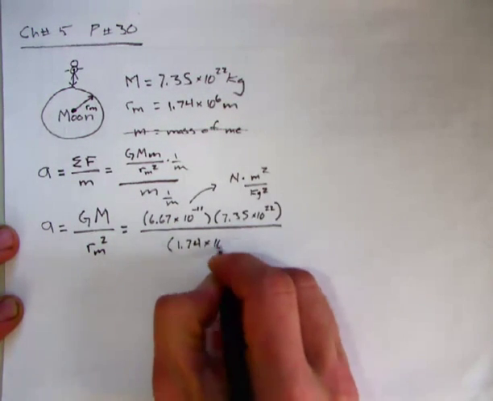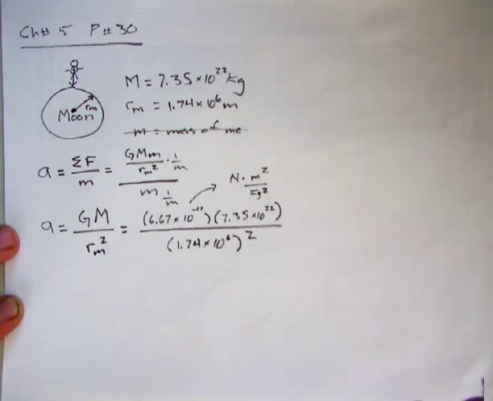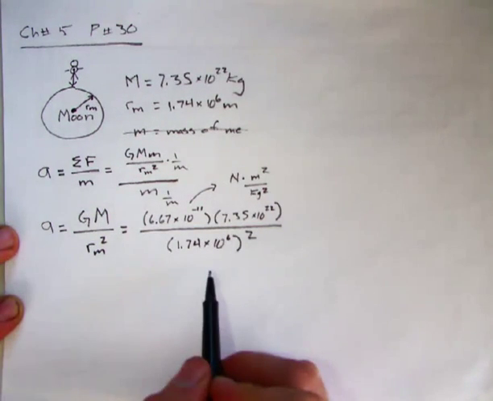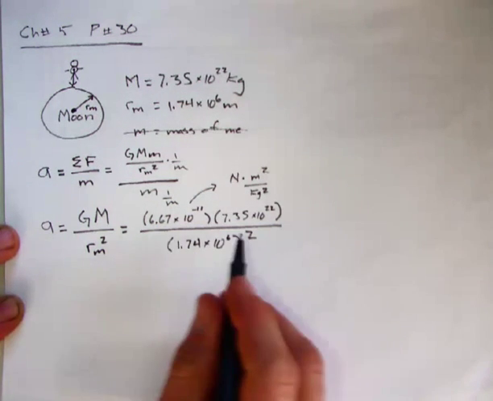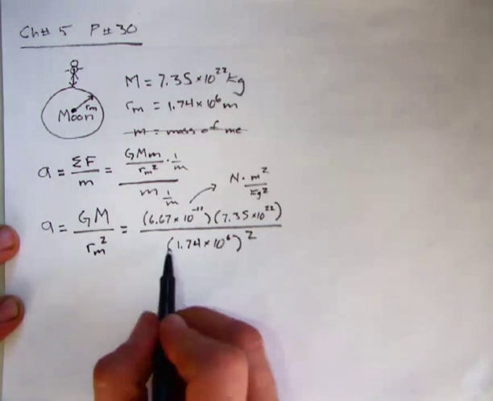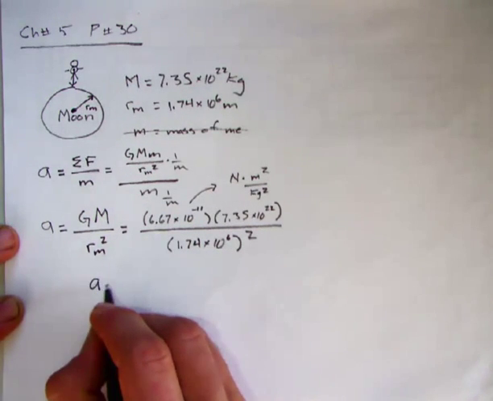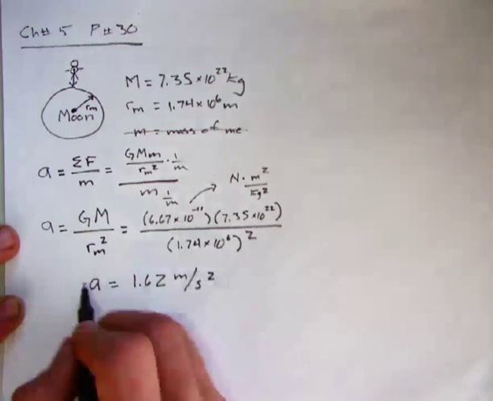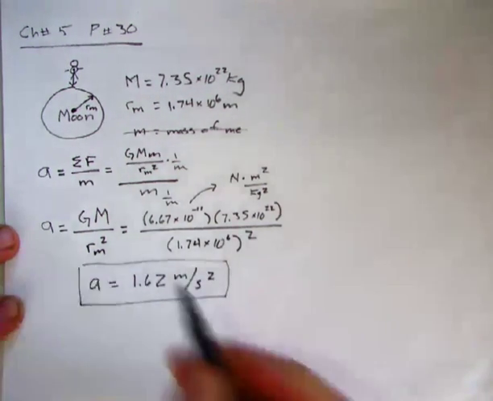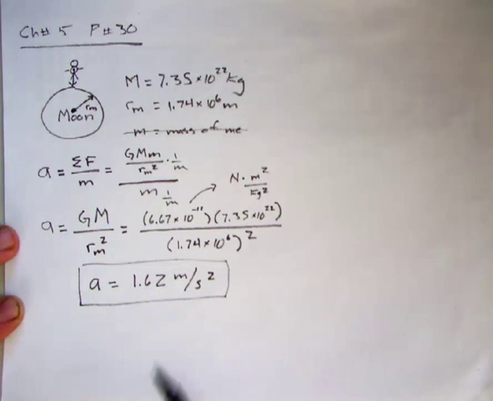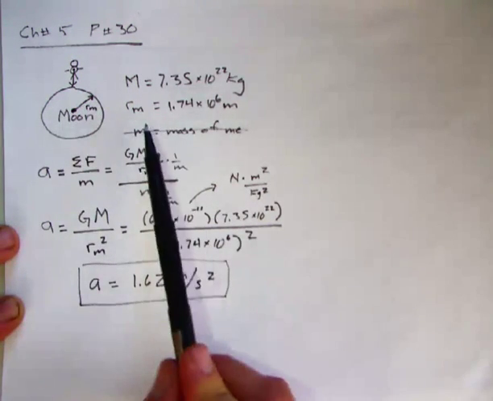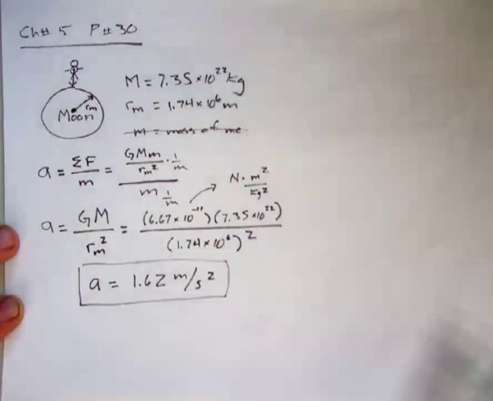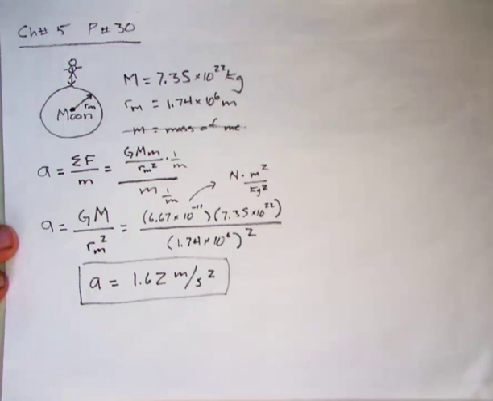Radius of the moon from up here, 1.74 times 10 to the 6th, and we have to square that. Now, be careful when you type this all in your calculator. There's lots of exponents and parentheses. But believe it or not, you punch all of that in, and you get a is 1.62 meters per second squared. And that is the acceleration due to gravity on the moon. And this would work for any planet. As long as you know its radius and its mass, you can figure out the acceleration due to gravity there, which is kind of neat.